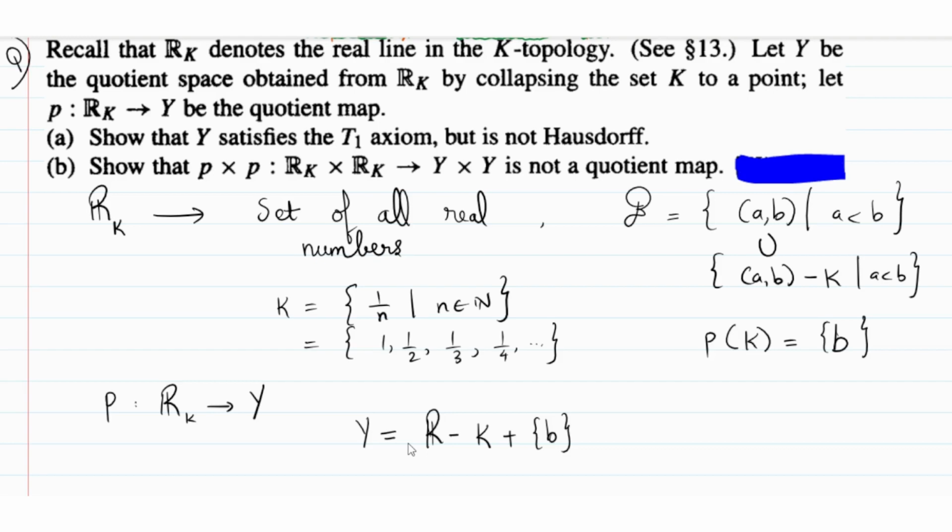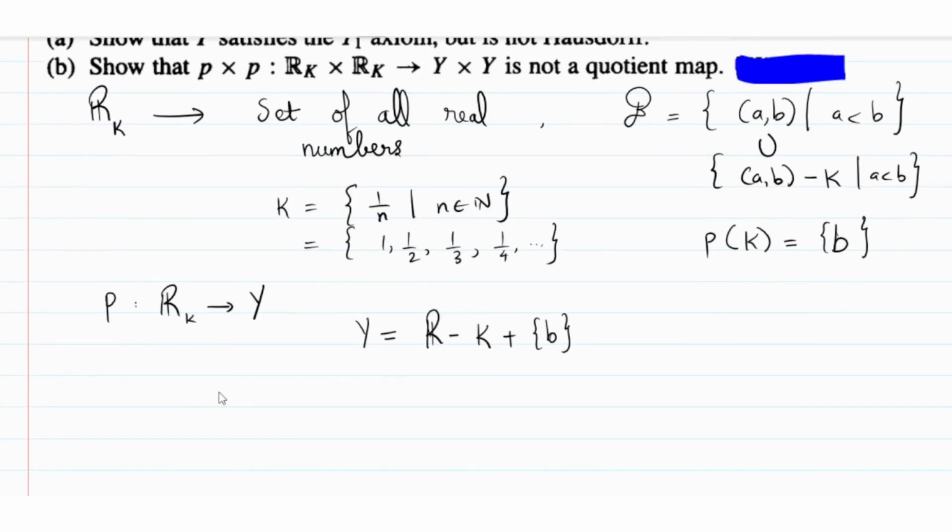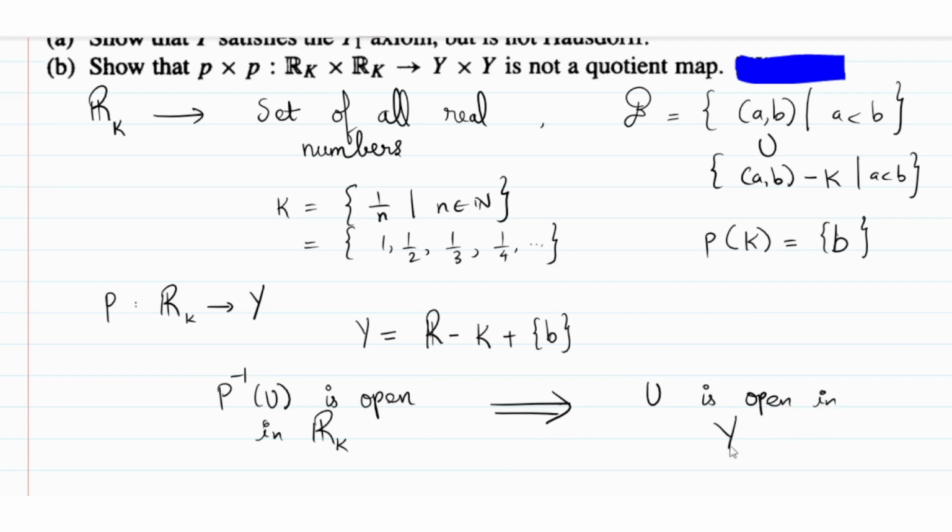But the topology defined on this is a little different. The topology is defined in such a way that whenever P inverse of U is open in Rk, it automatically implies that U is open in Y. And when U is open in Y, it means that P inverse of U is open in Rk. So these two are equivalent statements.